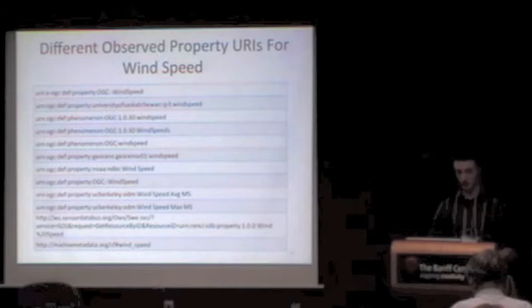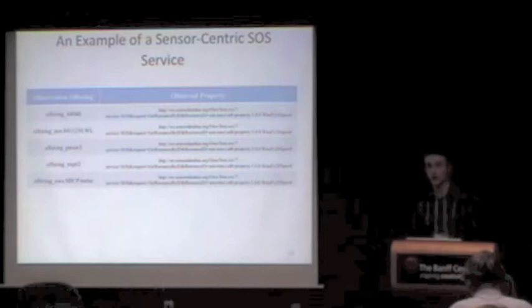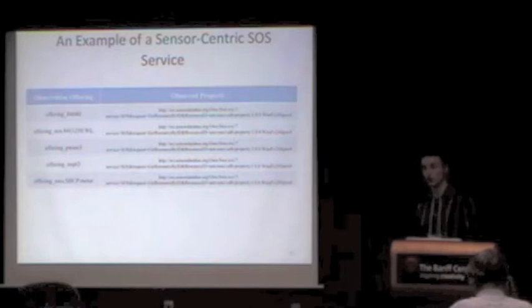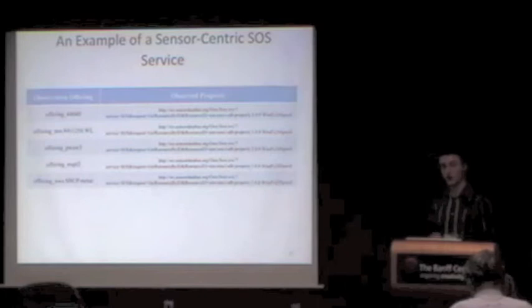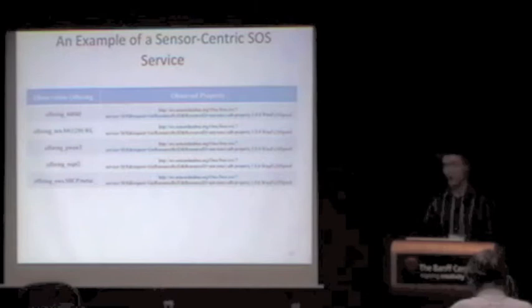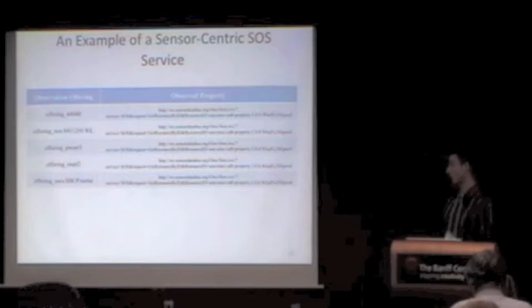The second one being sensor-centric SOS services. An SOS service can define an observation offering, and that's a way to organize information on an SOS service. Sometimes they'll organize each observation offering to represent a single sensor, which is fine, but that means that every time we want to request data from each sensor or each observation offering, we can only define one per request. So if an SOS service has 4,000 sensors and each one of them is represented by an observation offering, that's 4,000 unique requests we need to send to that single service.